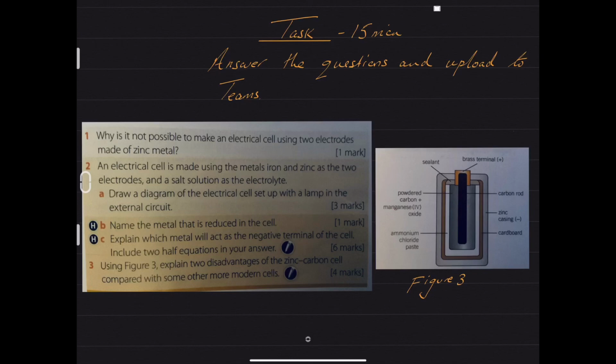First one, why is it not possible to make an electrical cell using 2 electrodes made of zinc metal? That should be straightforward based on what we've discussed.